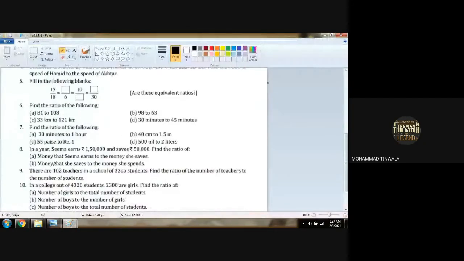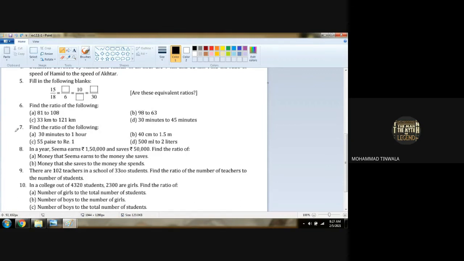Boys, are you 100% sure that you will be able to do the rest of the three sums? 98 is to 63. 33 kilometer is to 121 kilometer. 30 minutes to 45 minutes. So you have to just complete the ratio for that.